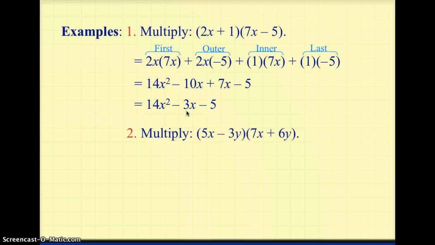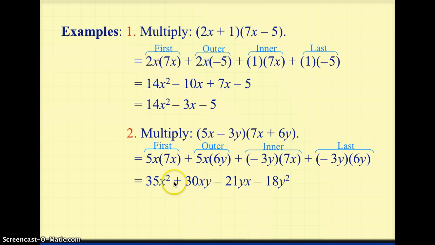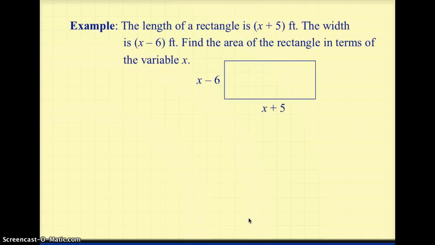Here's another example. If you want to pause the video, try it on your own, and then come back. You do the same thing. You're going to multiply your first, then your outer, then your inner, and your last. Add them together, combine like terms. And in this case, you can rearrange your x and y so you can combine your like terms because it's just multiplication. And you get your final answer.